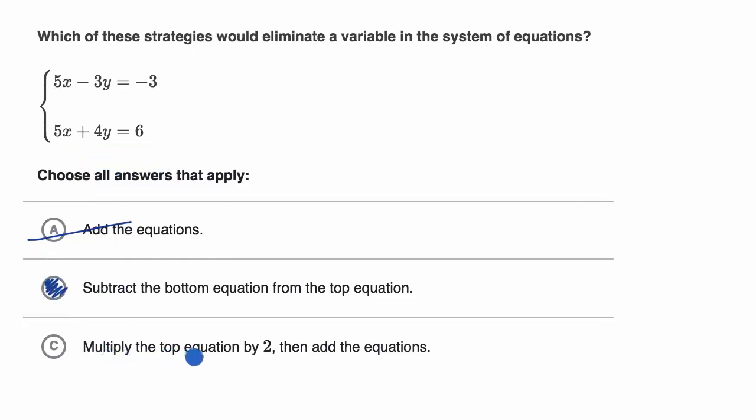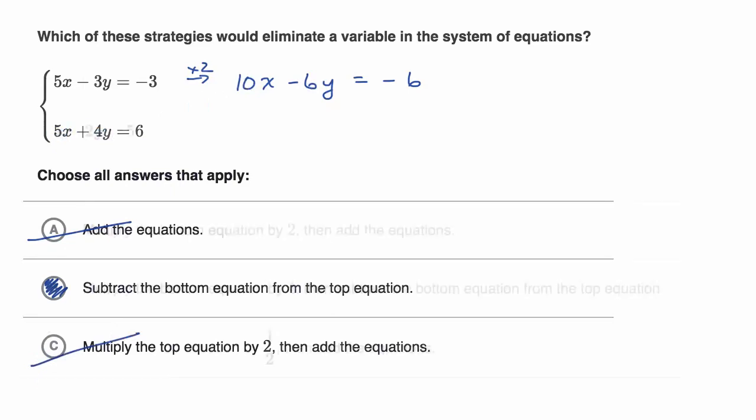Choice C, multiply the top equation by 2, then add the equations. Pause the video. Does that eliminate a variable? Well, we're going to multiply the top equation by 2. So it's going to become 10x minus 6y is equal to negative 6. And you could already see, if you then add the equations, 10x plus 5x, you're going to have 15x. That's not going to get eliminated. Negative 6y plus 4y is negative 2y. That's not going to be eliminated. So we can rule that out as well.